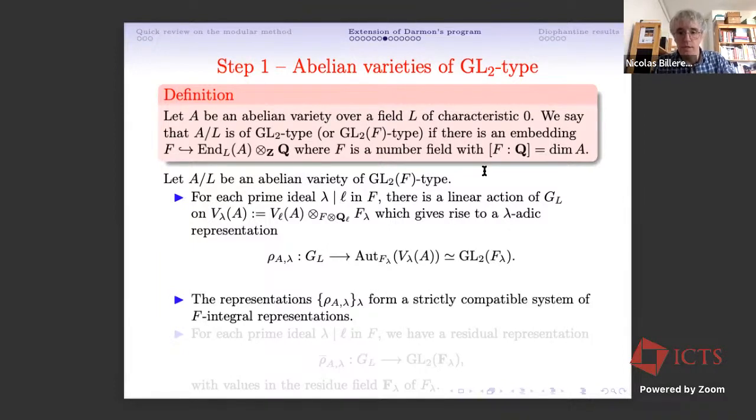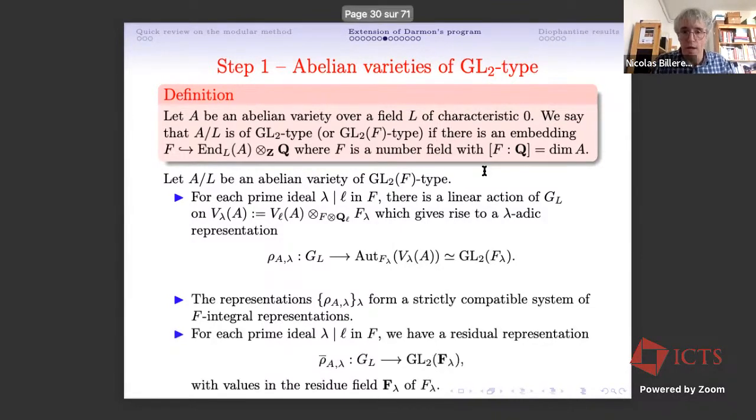And it turns out that these form a strictly compatible system of F integral representations. So we have the same kind of properties that we have for the system of L-adic representations attached to an elliptic curve, for instance. And in particular, you can also conjugate these lambda-adic representations so that they take values in GL2 of the integer ring of F lambda, and then reduce them modulo the maximal ideal to get some residual representations.